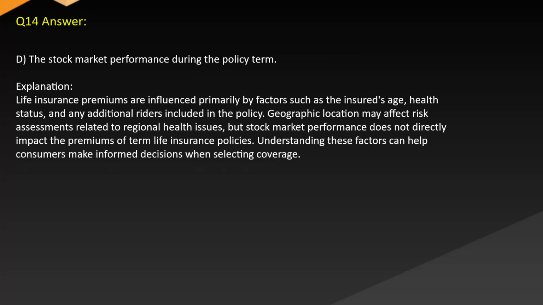Answer: D. The stock market performance during the policy term. Explanation: Life insurance premiums are influenced primarily by factors such as the insured's age, health status, and any additional riders included in the policy. Geographic location may affect risk assessments related to regional health issues, but stock market performance does not directly impact the premiums of term life insurance policies. Understanding these factors can help consumers make informed decisions when selecting coverage.